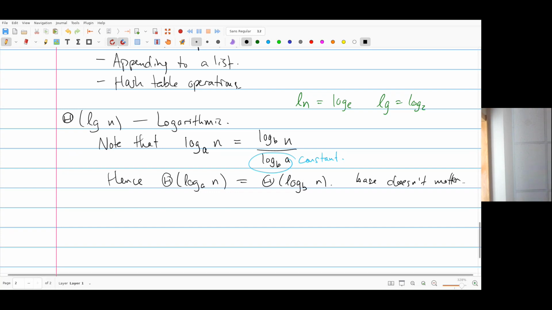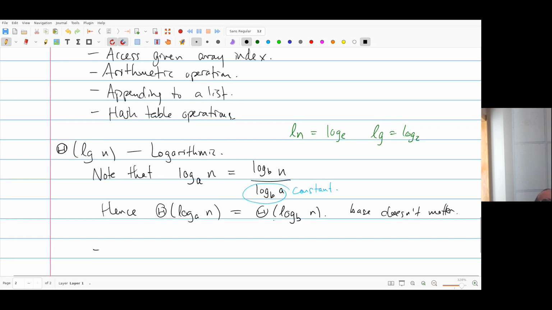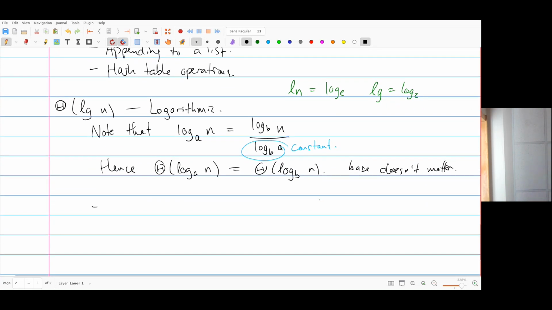Okay, so that's why you might see people write O of log n, or O of lg n, or whatever, but it doesn't matter what the base is. What are some things that take logarithmic time or space? Binary search tree. Yeah, so if you're doing a lookup in a balanced binary search tree. Yep. What else?